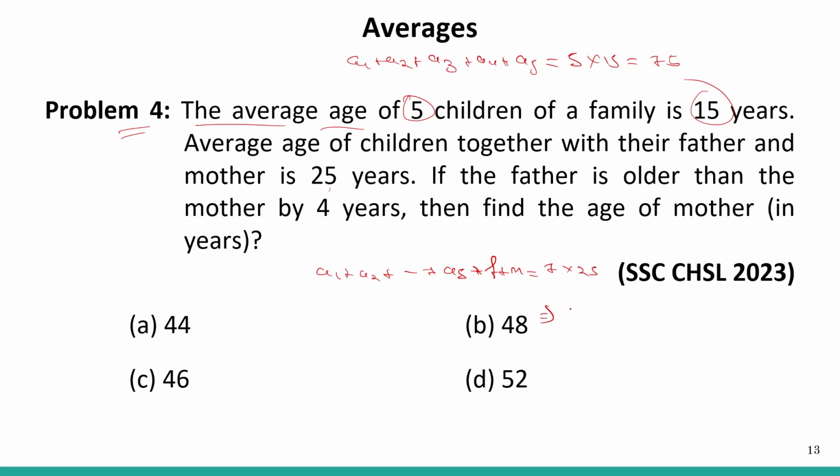So this implies that F plus M is equal to 7 into 25 minus 75. So 7 into 25 is equal to 175, minus 75. So this is equal to 100, right?